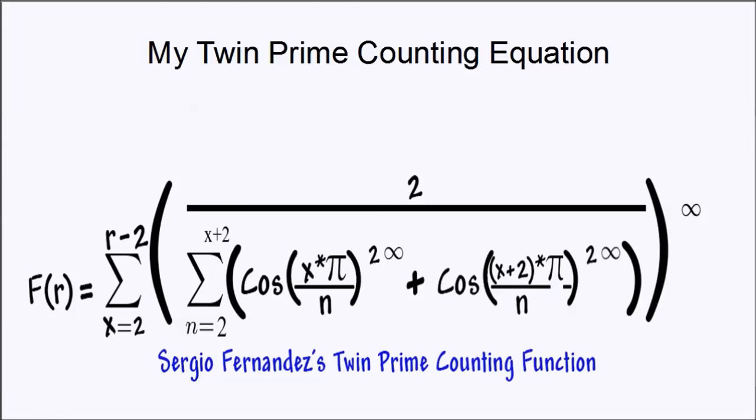My final equation is I take the twin prime check equation. I take 2 and divide it by that number. That'll do the reciprocal. I raise it to infinity. You really don't have to raise it to infinity. I think 10 is pretty much close enough. 20 is almost perfect. And then I sum up all the equations. That gives me my twin prime counting function.